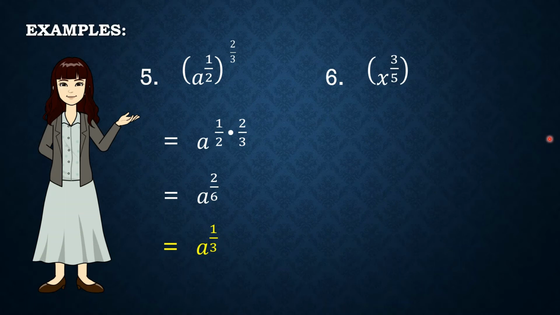Another, number 6. We have x raised to 3/5, quantity raised to 5. So we need to multiply the exponents. So 3 over 5 times 5 becomes x raised to 15 over 5. Just multiply the numerator by the whole number: 5 times 3 is 15. Then copy the denominator 5. x raised to 15 over 5. When we simplify 15 over 5 to the lowest term, it becomes x raised to 3, or x cubed. And that is the answer for number 6.